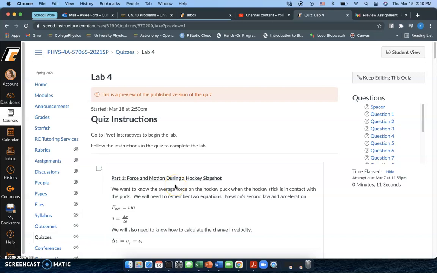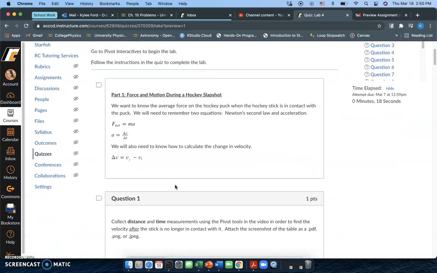Hi everyone, I am going to go over Lab 4. So in Lab 4, the first part is force in motion during a hockey slap shot.